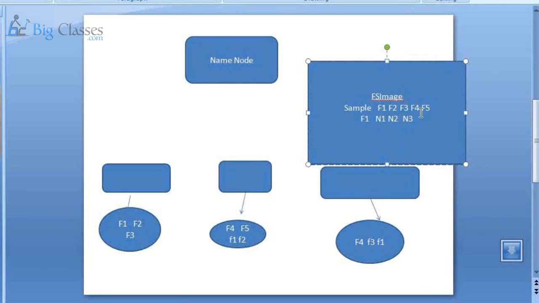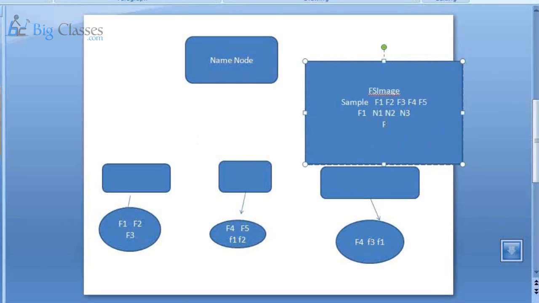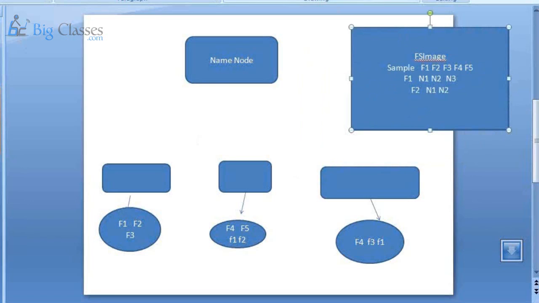And then when you take F2, F2 is being stored in node 1. It is also mentioned in node 2, like this. Like that, this information is being maintained in this particular metadata. Okay, and how is this metadata being maintained? The metadata is being maintained only in this particular name node.